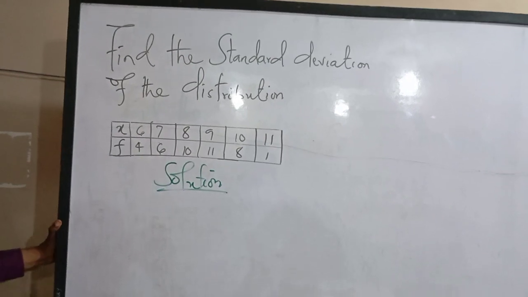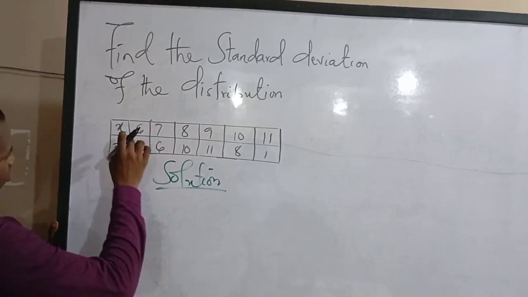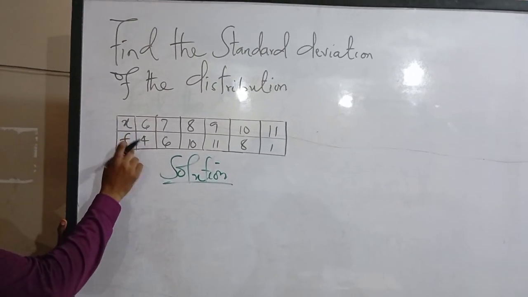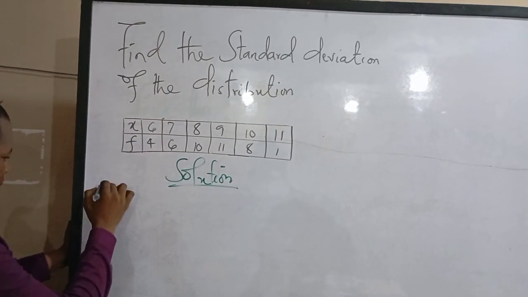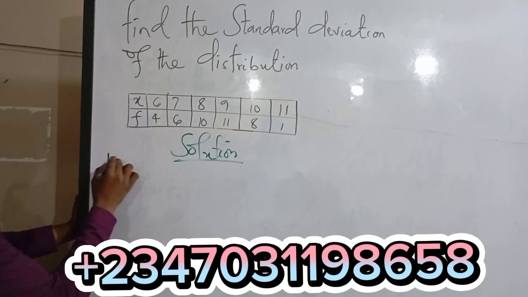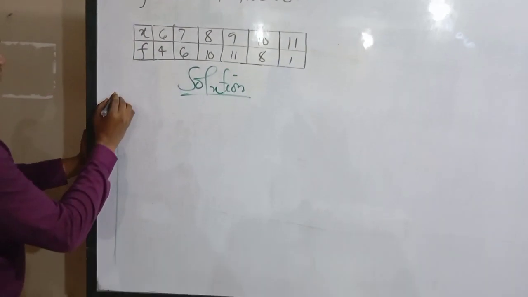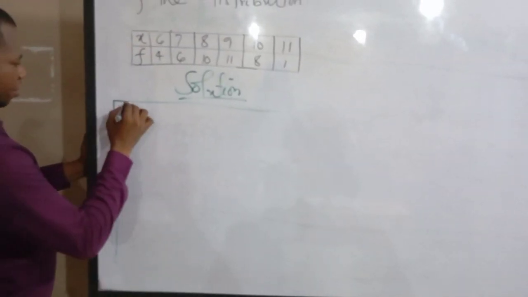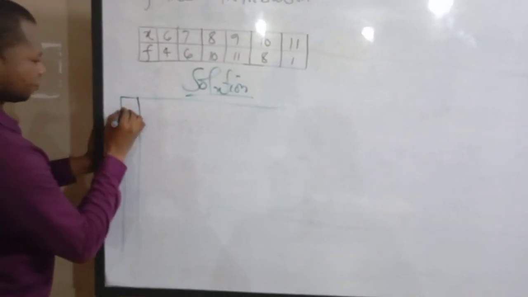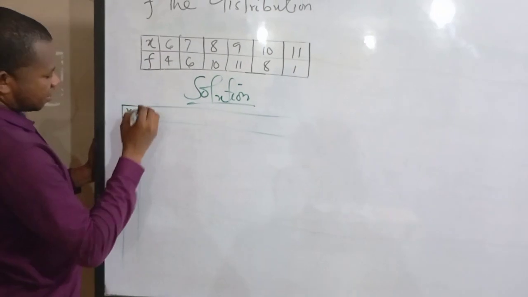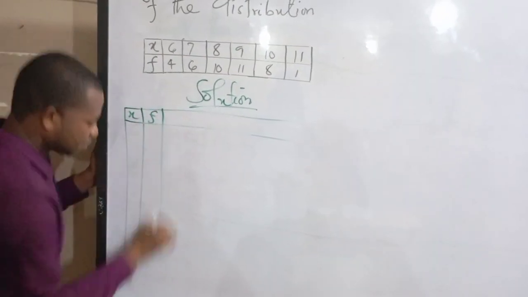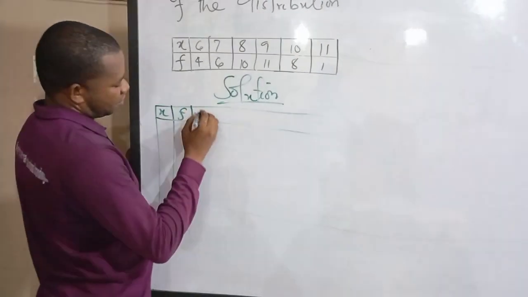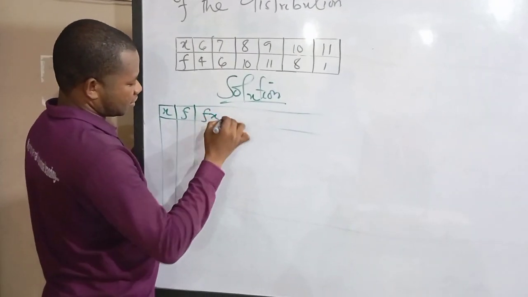Now, first thing first, for me to write out my midpoint, that is the class mark, which is x, and of course the frequency here, put them inside a table. Now, this is my x, this is my frequency, and of course you have x, f, so I'm going to have f of x.